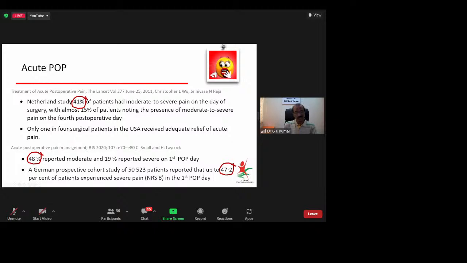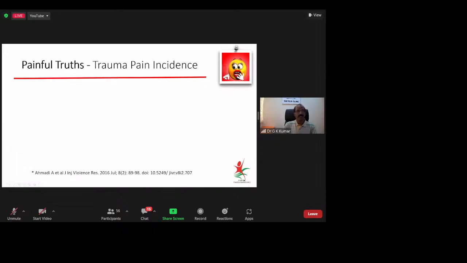This post-operative pain includes the first 2 days. So 48% of the patients still suffer on the first post-operative day, and 90% reported severe pain. Almost the same statistics we still have.